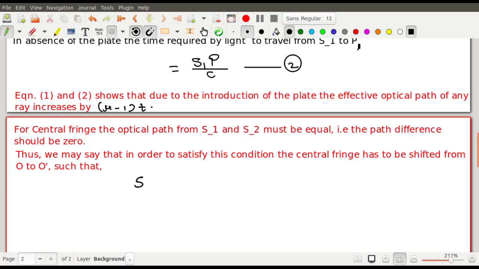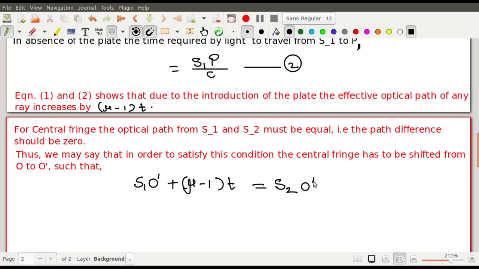S1 to O dash এই ডিসটেন্সটা কত? It is definitely S1 O dash plus mu minus 1 into T. It is extra distance. S1 O dash plus this one, you know why this extra distance? This is due to the presence of the plate. So whenever a plate is present, an extra distance is to be traveled, and this distance is equal to what? It is equal to S2 O dash. এবং এইটা হচ্ছে equals to S2 O dash.